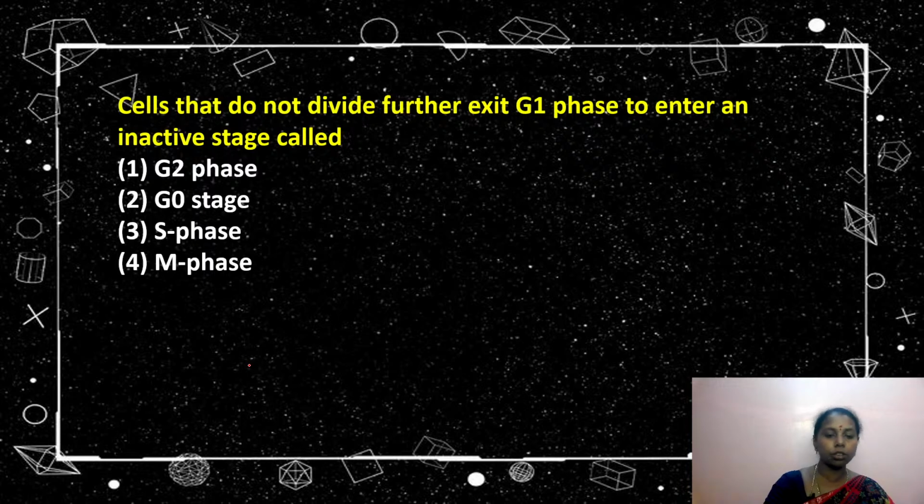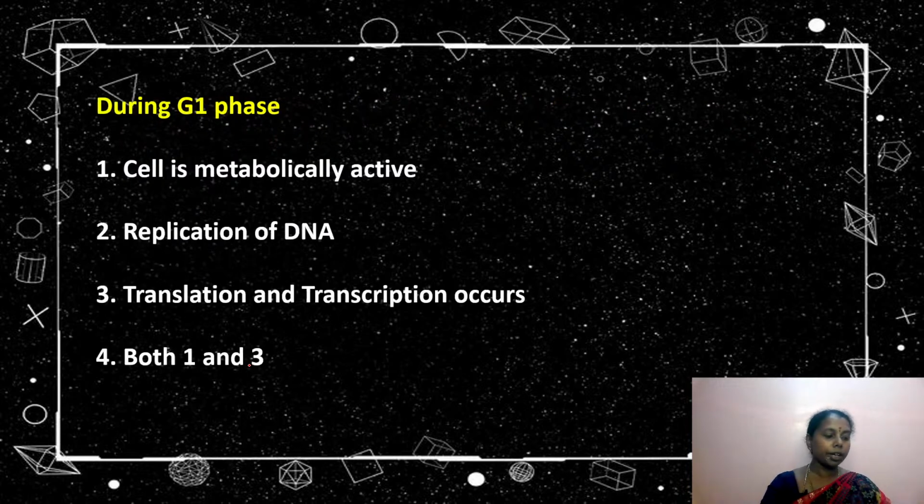Yes, Arvind Shah, it is 2. Very correct answer. Now the next question we are proceeding with: during G1 phase, the cell is metabolically active, or replication of DNA is carried out, or translation and transcription occur, or both 1 and 3. So what would be your answer, children?